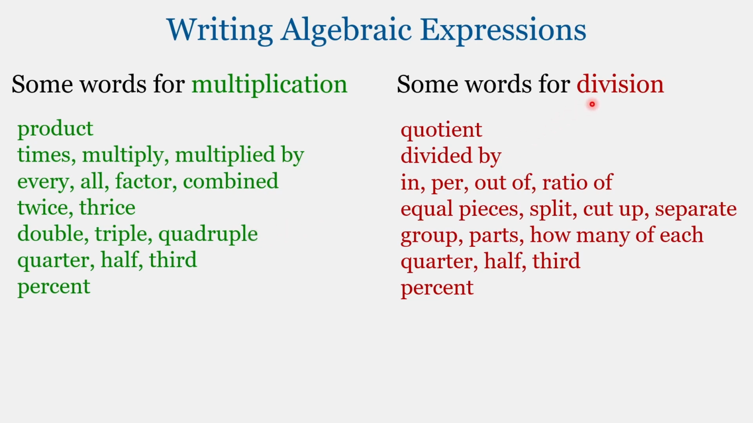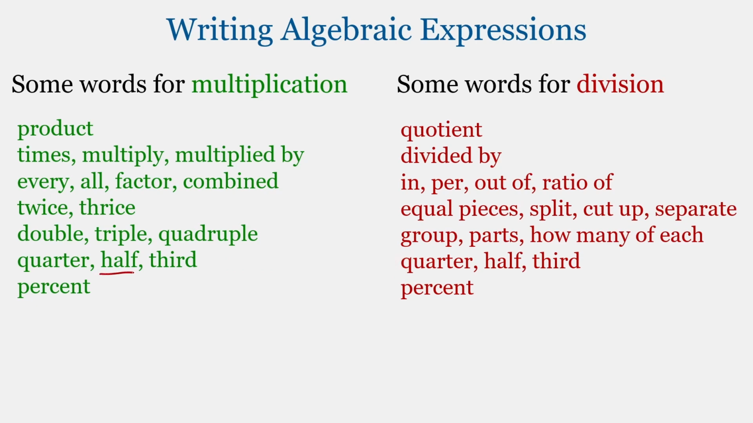Now let's look at division. The quotient is the result of division, but we can also see divided by, or anything that's going to be breaking a whole into parts, like in, per, out of, ratio of, splitting things into equal pieces, cutting things up, separating. We are taking a whole and putting it into parts. If you notice, the last 2 lines on each side are identical.